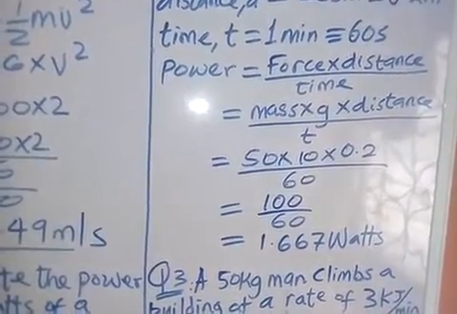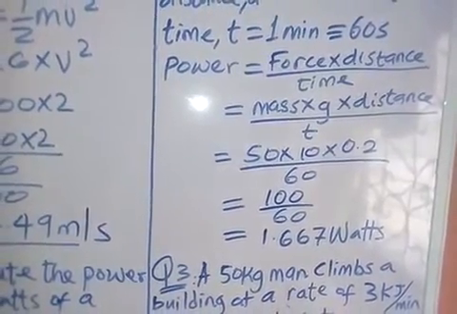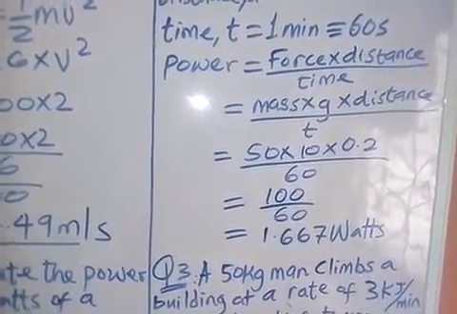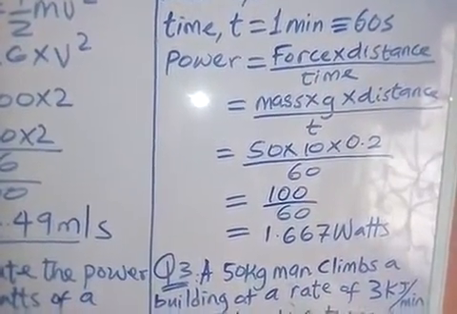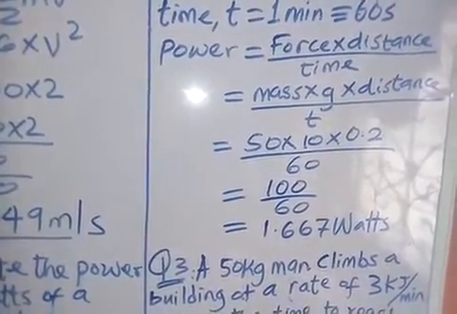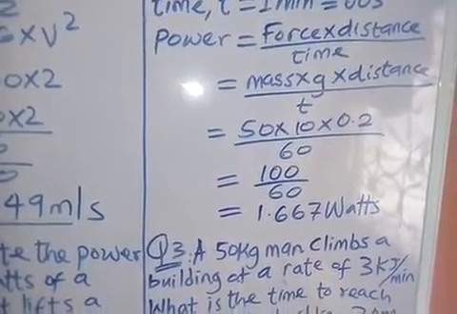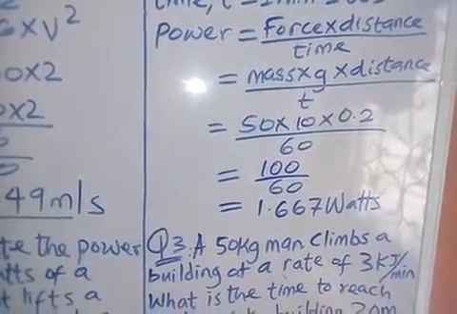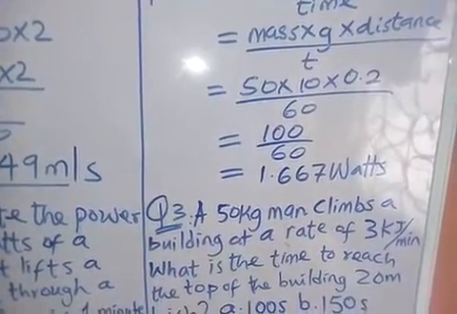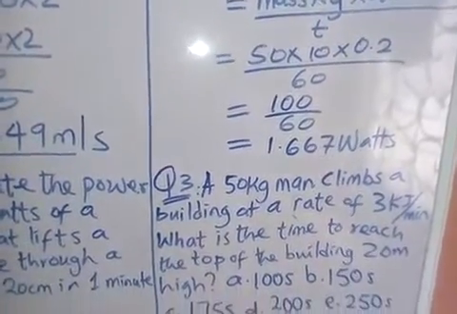g has a value of 10 meters per second squared, or 9.8. But if it's not given, we use 10. So we have 50 multiplied by 10 multiplied by 0.2 divided by what now? 60. So punch our calculator, we have 100 all over 60. 100 divided by 60 will give us 1.667 approximately, in watts.